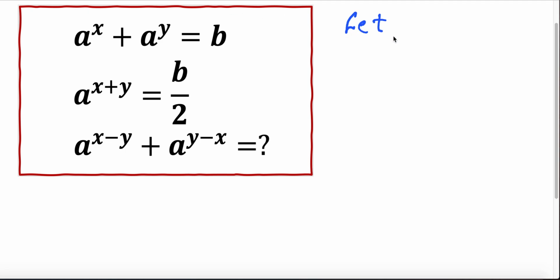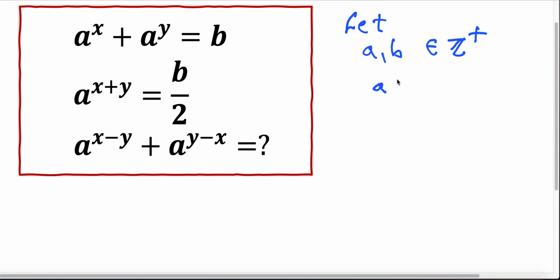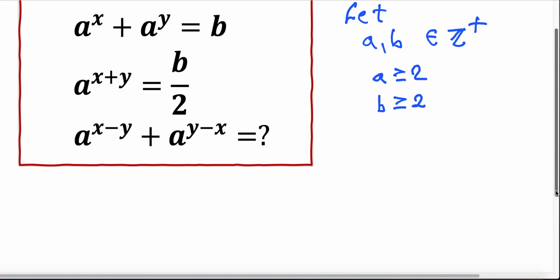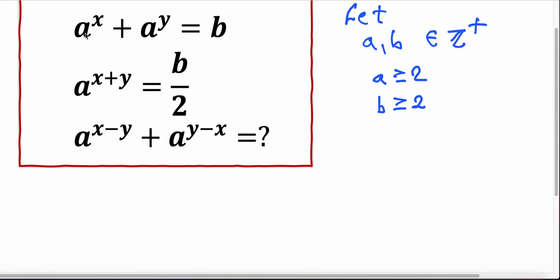Let a and b be elements of the positive integers, and let a be greater than or equal to 2, and let b be greater than or equal to 2. So we have this restriction. And now I'm taking the first equation, a^x + a^y = b.